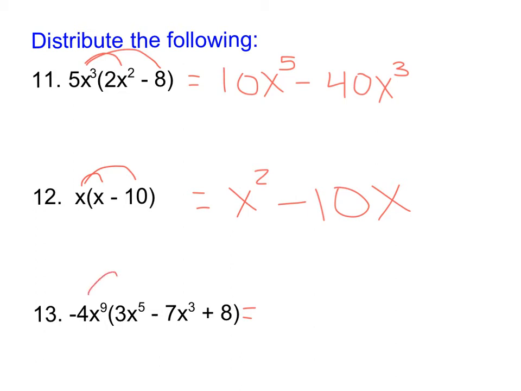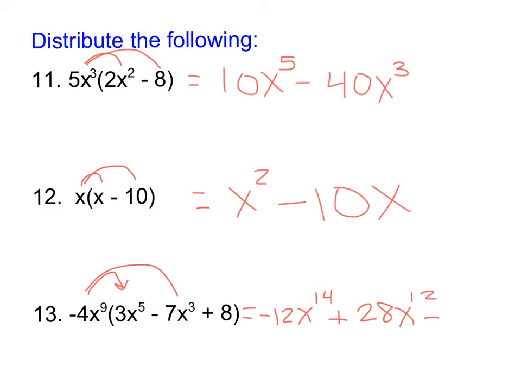All right, and then number 13, distribute, we get negative 12x. We're going to add, it's a negative. 9 plus 5 is 14. Minus, oh, it's not a minus. We have two negatives, make a positive. 28x, 9 plus 3 is 12.